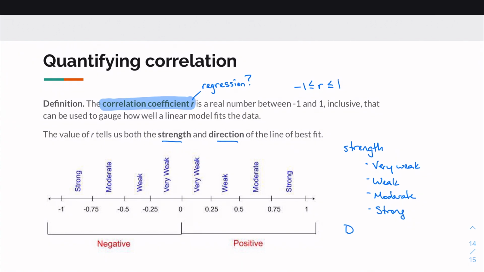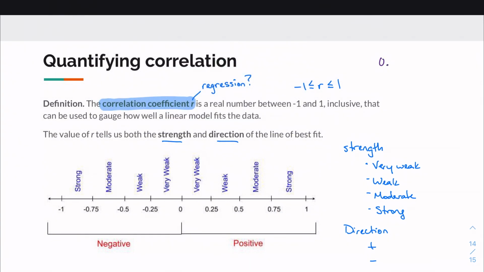And I also have direction, and that's going to be just positive or negative. So I'm going to use this as a tool here, right? Basically, every 0.25 that you go in either direction, you move a level, right? So from 0 to 0.25, I've got very weak, and then I've got weak, and then moderate, and then strong. Basically, every 0.25 you move, same thing over here, we go up a level of strength, so to speak. And all I'm going to do is match my number onto this scale.